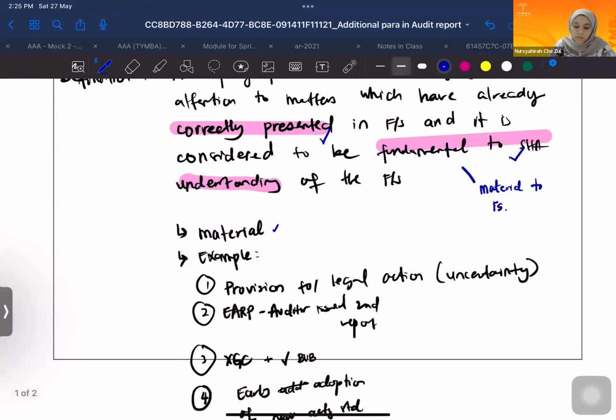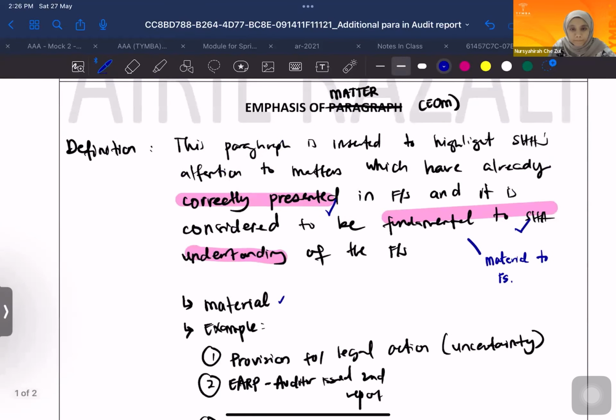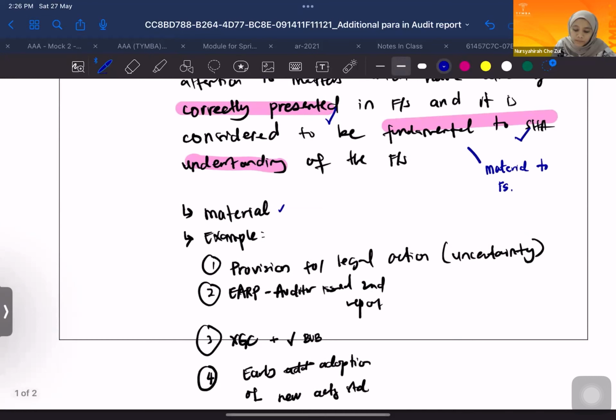Okay, what are examples? Provision for legal action, but with uncertainty. When you want to sign the audit report, the outcome for this provision for legal action is still uncertain. It's still ongoing. So the amount is, let's say, 1 million. Is it material? Yes. Client recorded the provision? Yes. So is there any issue? No. However, you want to communicate this to the shareholders, to the users. So you include it under EOM. Okay, what are other examples?